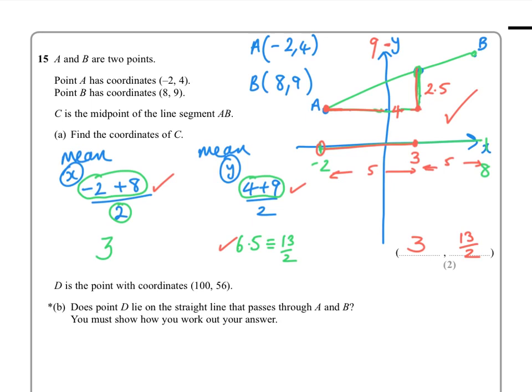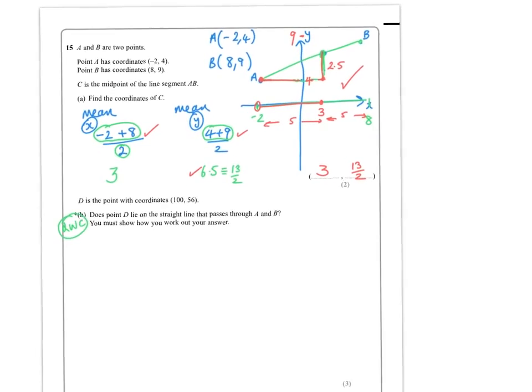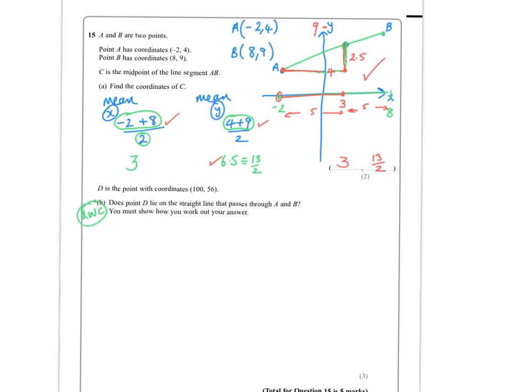In this next part, we've got QWC again. It says D is the point with coordinates 100, 56. Does D lie on the straight line that passes through A and B? So there's going to be a whole lot of ways of doing this question. First of all, we're going to look at what the equation of the line would be.